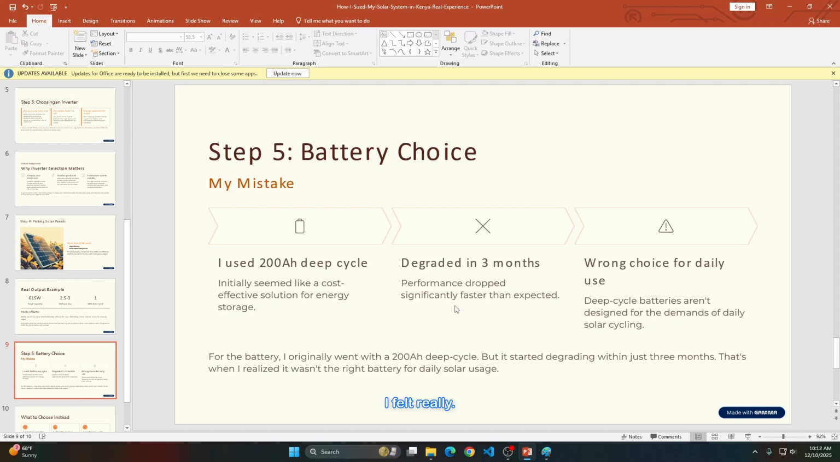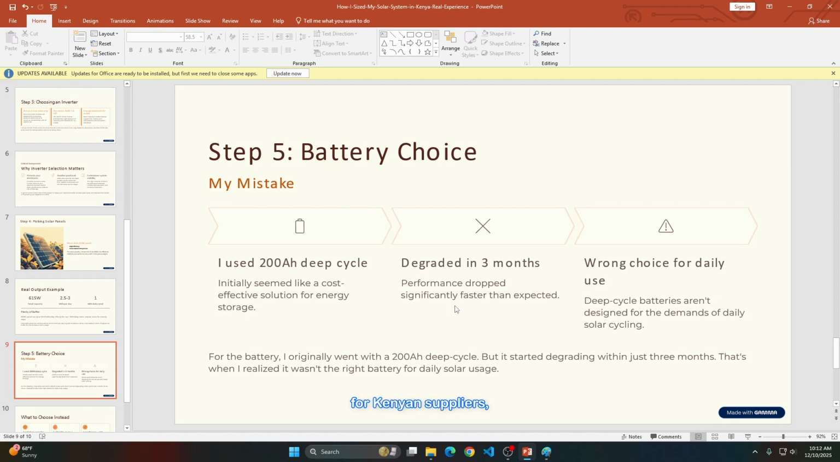So, battery, guys. Battery, here is where I failed, really. I chose a deep cycle technology battery. Initially it seems like a cost-effective solution for energy storage, but after 3 months it degraded. Performance dropped significantly, and I really regret it. So if you're looking for a battery, guys, go for lithium ion, LiFePO4. That's better, because if you drain the battery daily, a deep cycle won't last long.